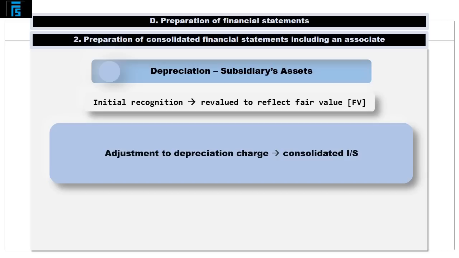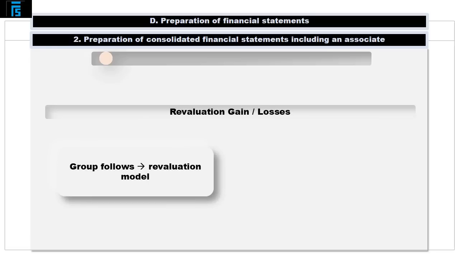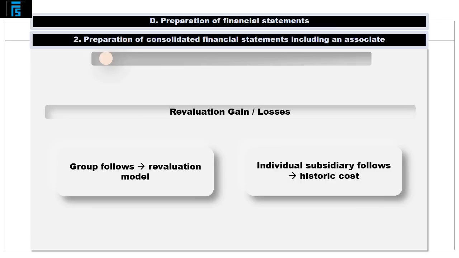And finally, we should also note that additional adjustments may also be necessary at the consolidated statement of other comprehensive income level, for example, in respect of revaluation gains or losses on items of property, plant and equipment, if the group follows the revaluation model as permitted under IAS 16, but the individual subsidiaries utilize the cost approach instead.